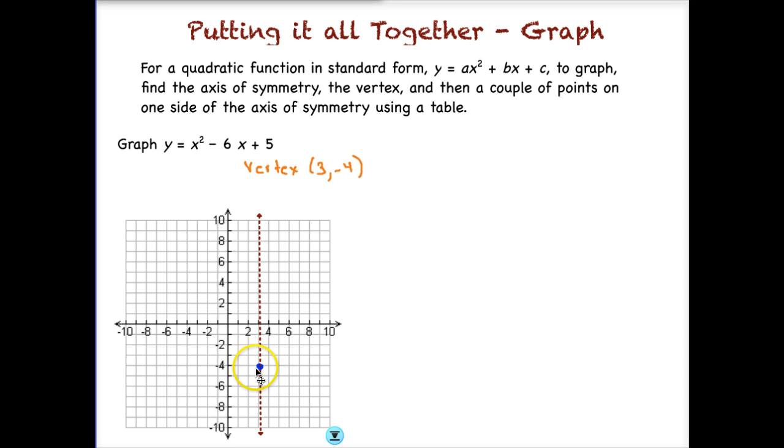So we have our vertex, we have our axis of symmetry. What we need now are some additional points. Up here it says, for a quadratic function in standard form, to graph it, find the axis of symmetry, which we did, the vertex, which we also did, and then a couple of points on one side of the axis of symmetry using a table. So we don't need a lot of points, we just need a couple of points. Let's go ahead and make a table.